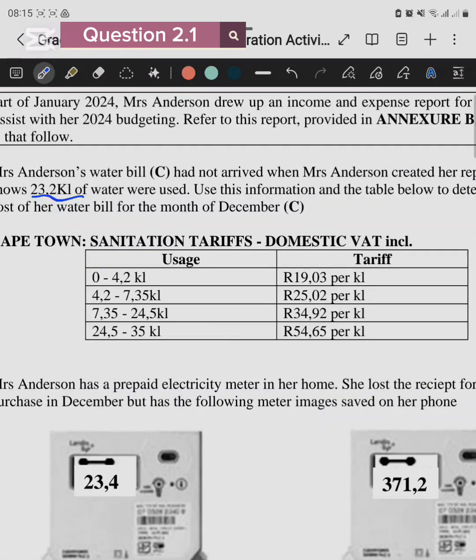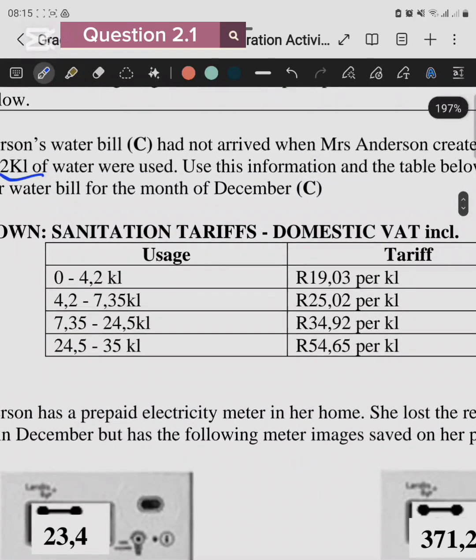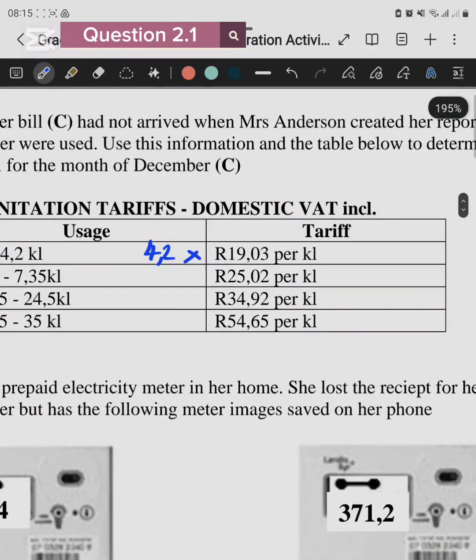And we know this is a step tariff or a sliding scale. So we need to do each of the levels separately until we get to our total of 23,2 kiloliters. The first one is quite easy. It's 0 to 4,2. So what is 4,2 times 1903? If you do it, you would get 79,926. Okay, I'm not rounding yet.